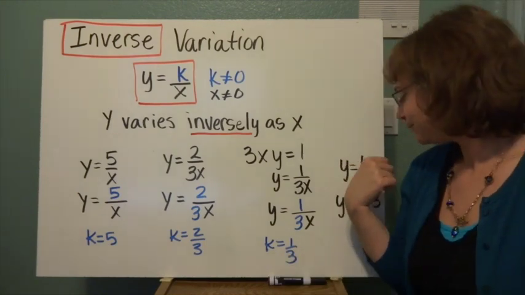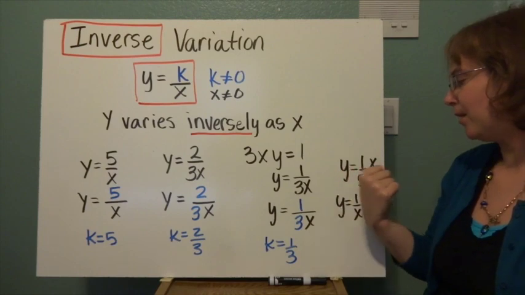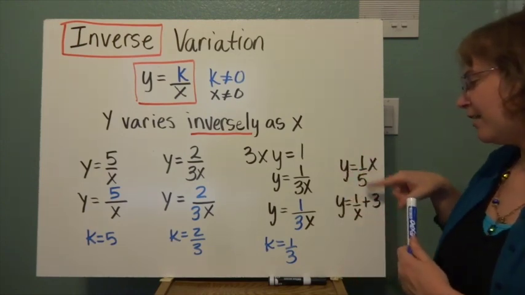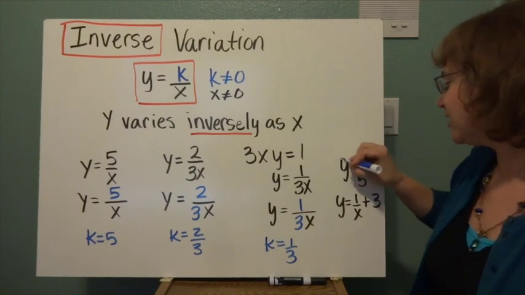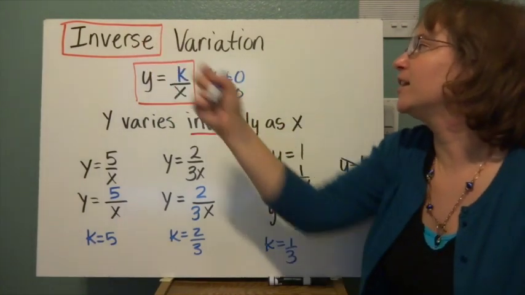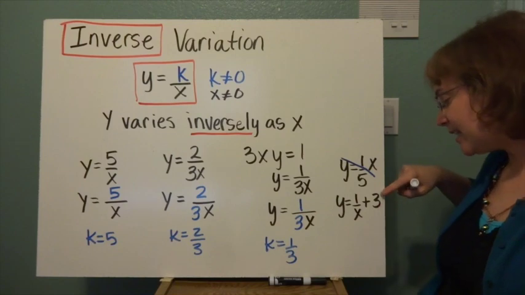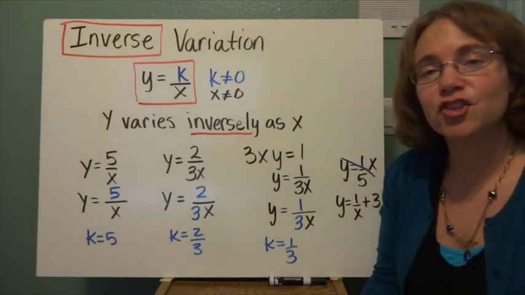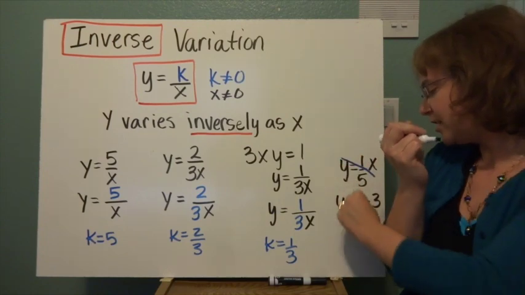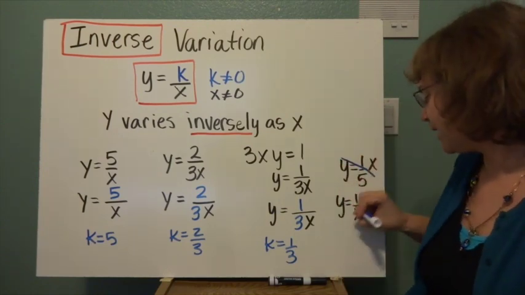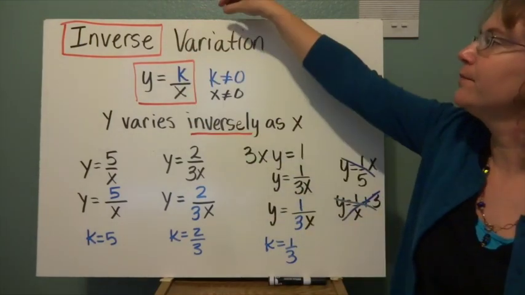This equation is not an example of inverse variation. I have a fraction right here, but my x is in the numerator, so this is actually direct variation. It's not inverse variation. And this, again, as well, I can't add those additional numbers on there. It has to be a variable or a constant over that variable with no extra addition or subtraction.